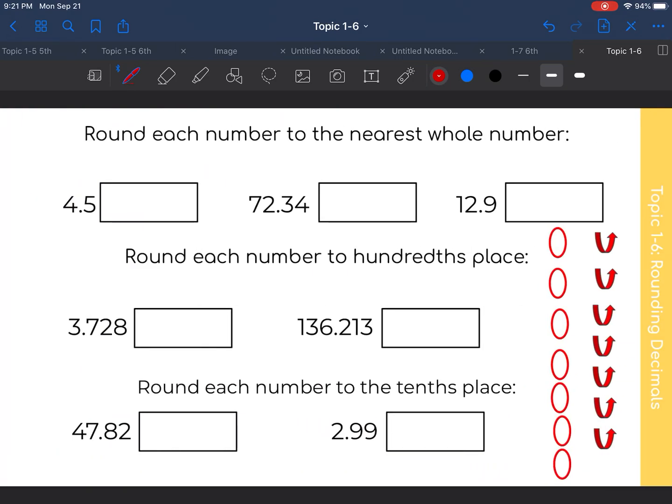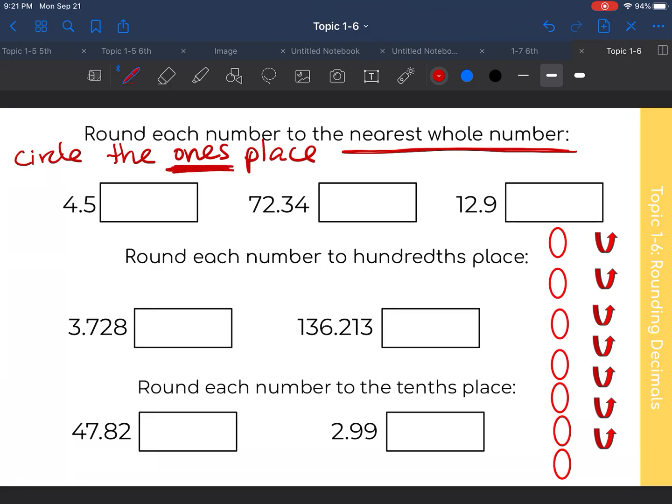This one says round each number to the nearest whole number. When it says that, you want to circle the ones place. Okay, so when you hear whole number, your place that you're finding is the ones place value. So we're rounding to the nearest whole number, 4 5/10. Well, our place is the ones. So we're going to circle the 4. Okay, find your place. Look next door to that 5. Now that is 5 or above.